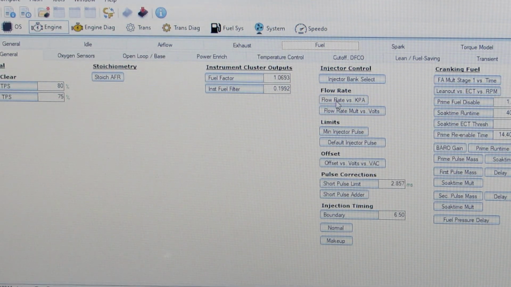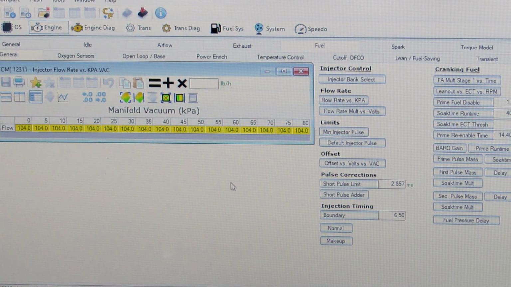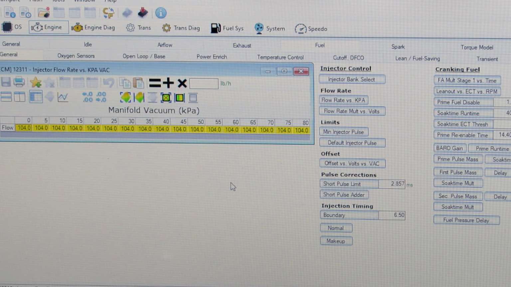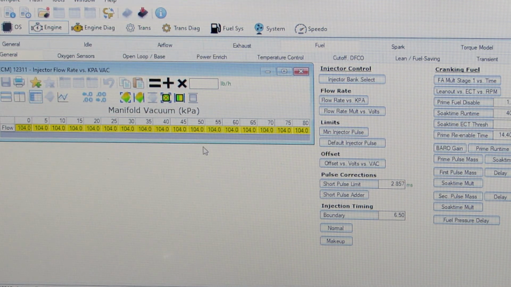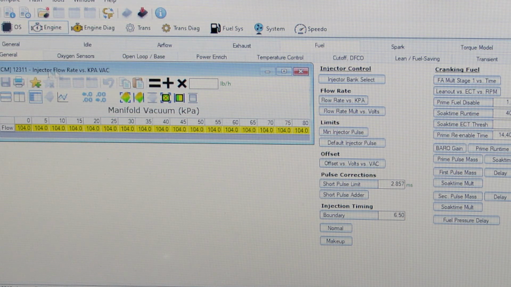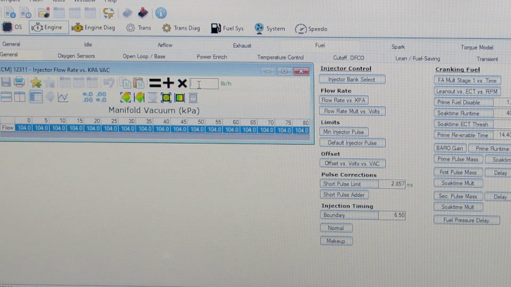So to start with, we're going to go into Engine, General, Fuel, and we're going to find the flow rate versus kPa. The reason I mentioned a boost referenced regulator is you're going to have all the same numbers across the board in this table, letting the regulator control fuel pressure based upon vacuum or boost level. We're going to highlight the whole thing and scale this by 50%, so 0.5.